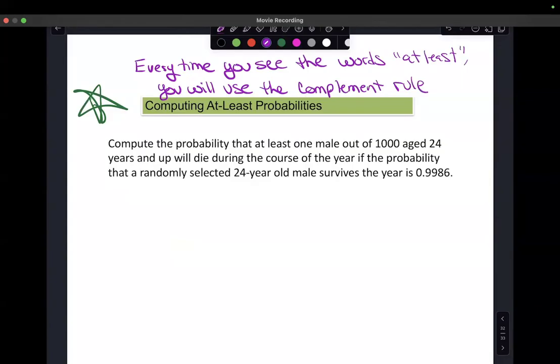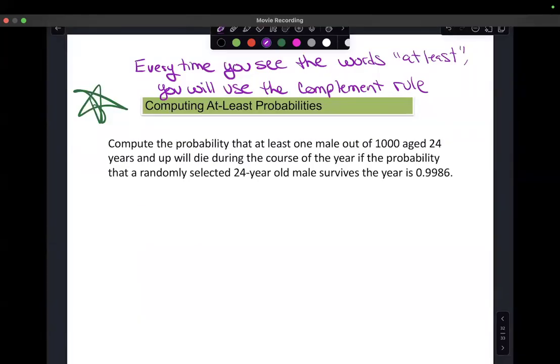And it doesn't matter if it's this chapter, next chapter, the chapter after, two weeks from now, a month from now, next class you're in, every time you see the words at least, you're going to use the complement rule. If you send me a message through Blackboard or MyOpenMath because you're struggling, and say you can't figure out this at least probability, I'm going to type this sentence and then I'm going to help you. Every time you see the words at least, you'll use the complement rule.